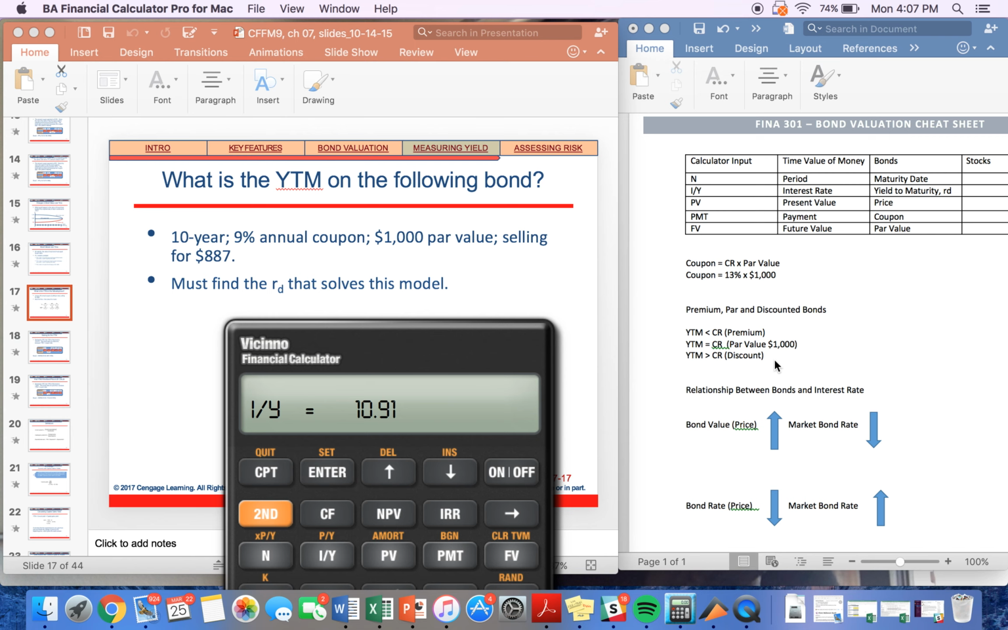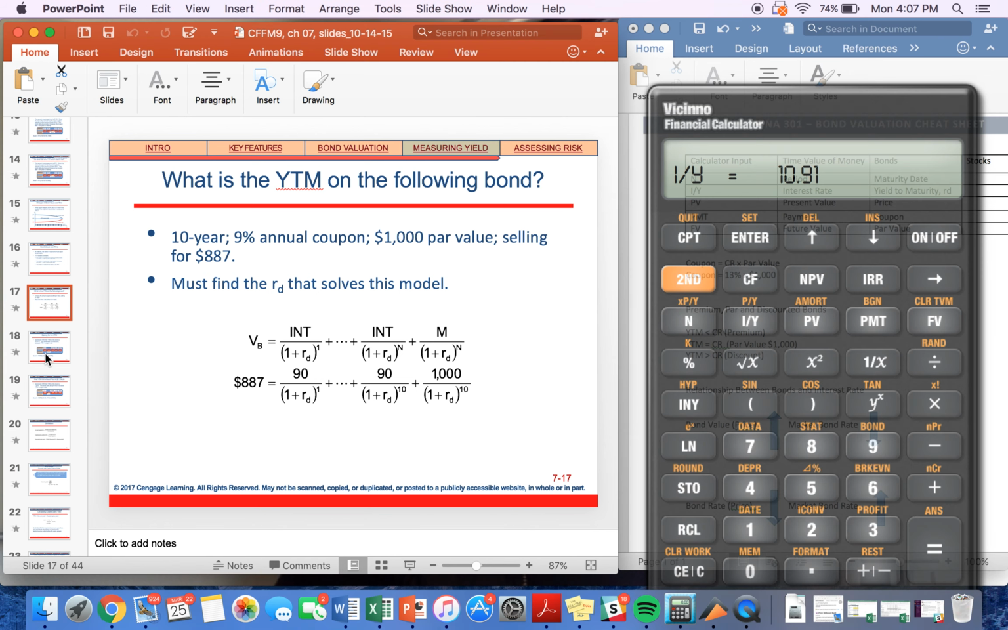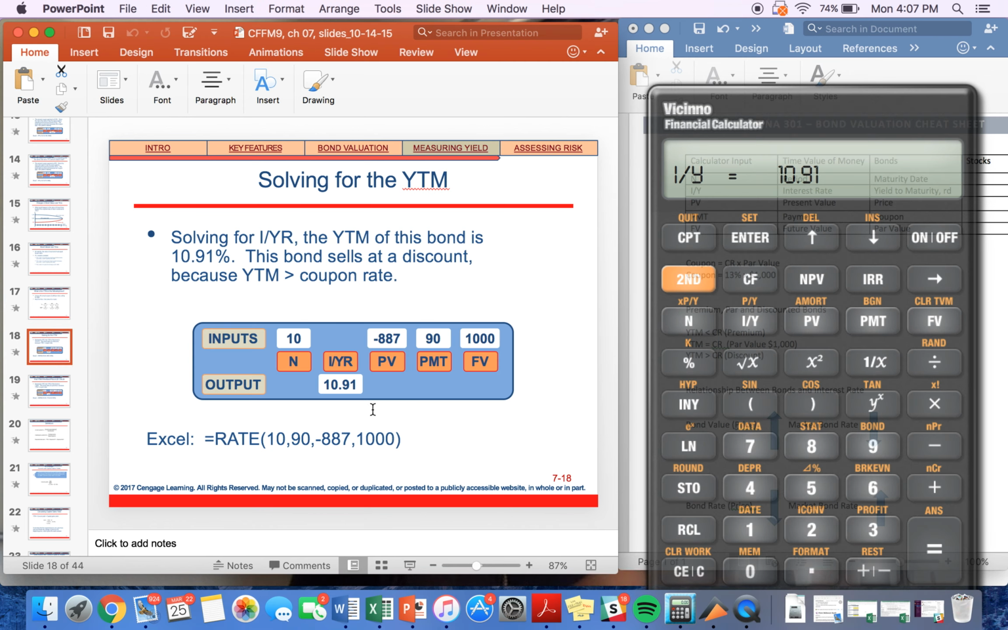I'm within the ballpark of that answer as I work through this, okay? So are we right? Let's go to slide 18. Yes, we are. There's the workout for you if you want to plug it into your calculator. So again, this is a great relationship and tool to use as you work through this.